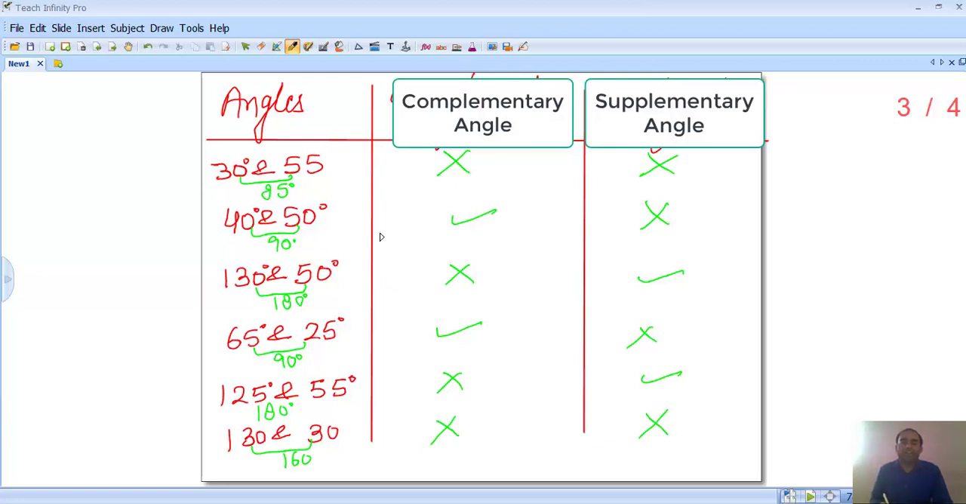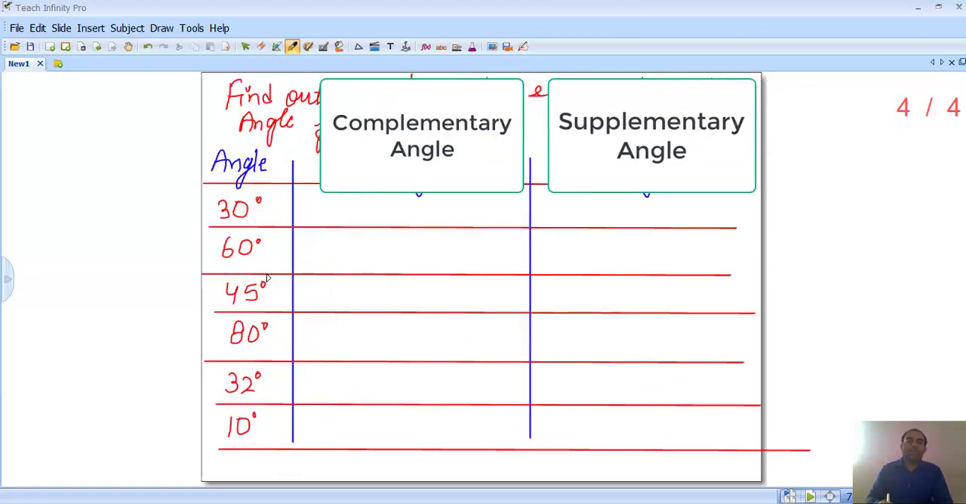If the sum is 90, that means complementary angle. If the sum is 180, that means supplementary angle. Any other angle, if it is 85 or 160, it will be neither complementary nor supplementary. You will have to check the sum, and the sum should be 90 or 180. If the sum is 90, these are complementary angles. If the sum is 180, these are supplementary angles. Let's move on to the next topic.